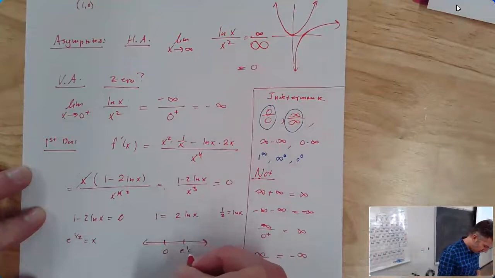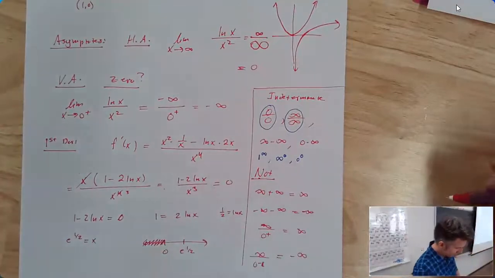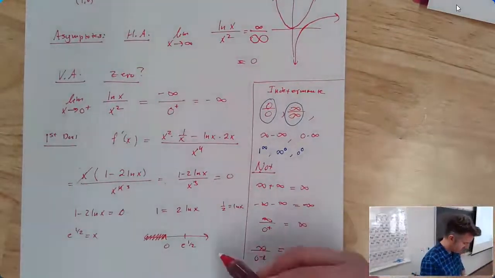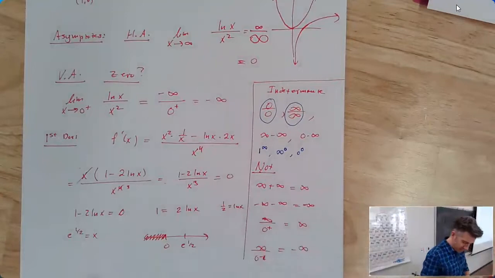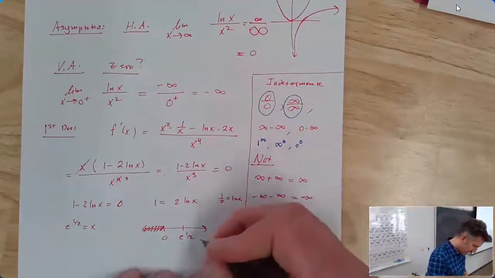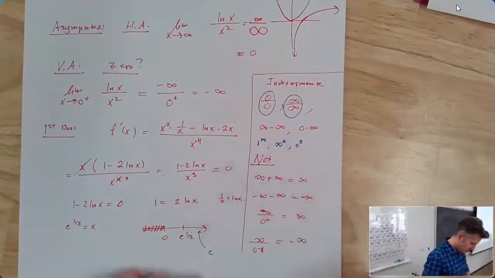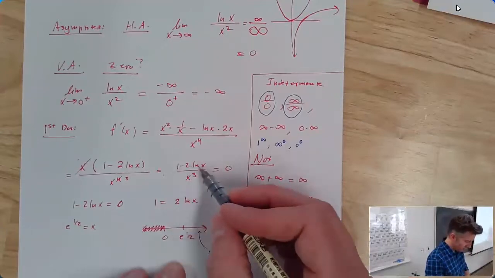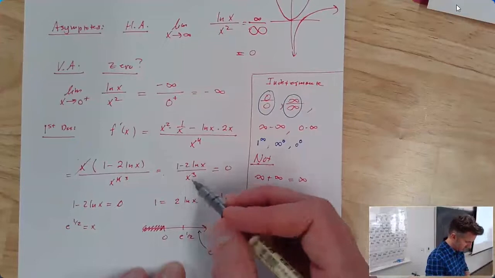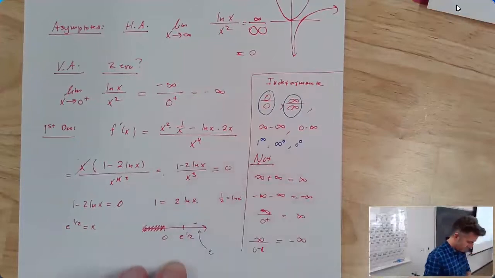0, e to the 1/2. Now I'm trying to figure out if my first derivative is positive or negative in each of these regions. This is where we really do want to pick points. If I pick, say, e, which is bigger than e to the 1/2, natural log of e is 1. 1 minus 2 times 1 is -1. E to the 3rd is positive, so it's going to be negative in here.